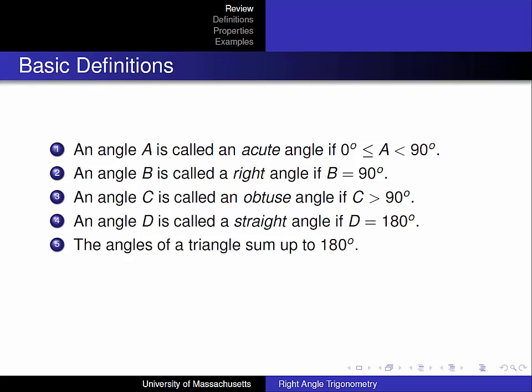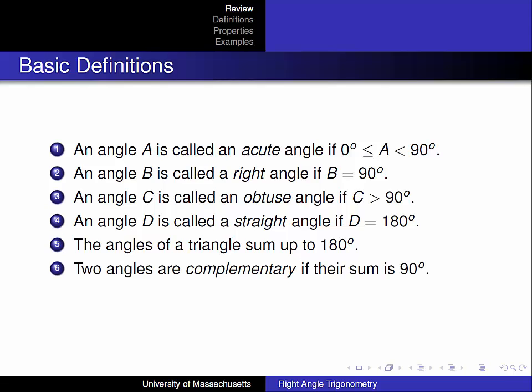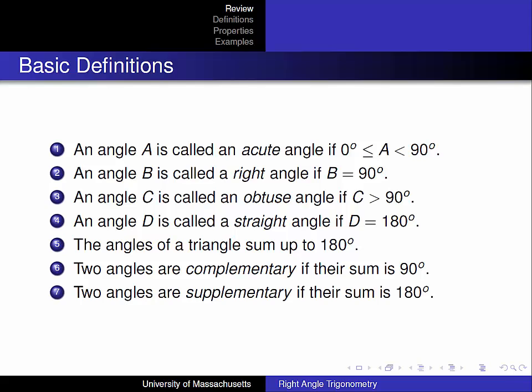Now, we also know that the sum of the angles of a triangle is 180 degrees, and we say that two angles are complementary if their sum is 90 degrees. Similarly, we say that two angles are supplementary if their sum is 180 degrees.